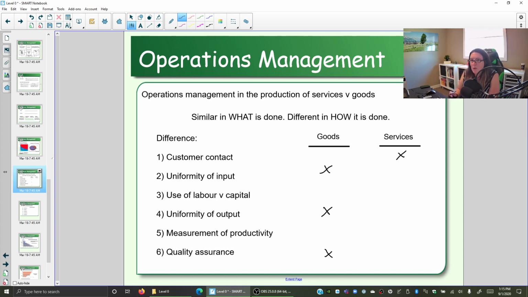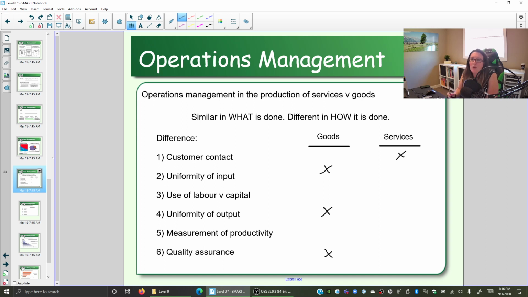So when we have uniform input and output, it's very easy to measure quality. We can define it and we can measure it. When it comes to services, because there is that lack of uniformity of input and output, it becomes a lot harder to measure. You can address it midway through, and so it's a little bit harder to see where you're at and whether you're moving forward in quality.